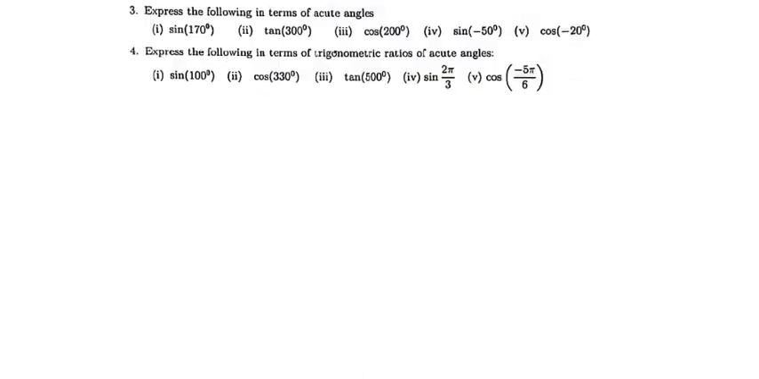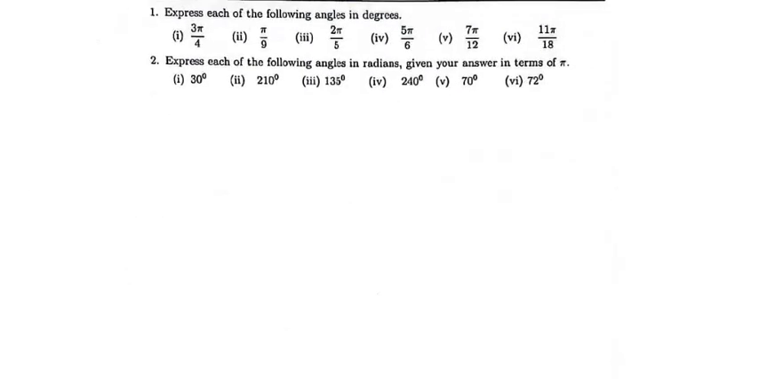Okay, so we'll get started from question 1. The question says express each of the following angles in degrees. Here the measures we've been given are radians, and I want us to convert to degrees. For the second question, it's the opposite. They've given us the angles in degrees and they want us to convert to radians.